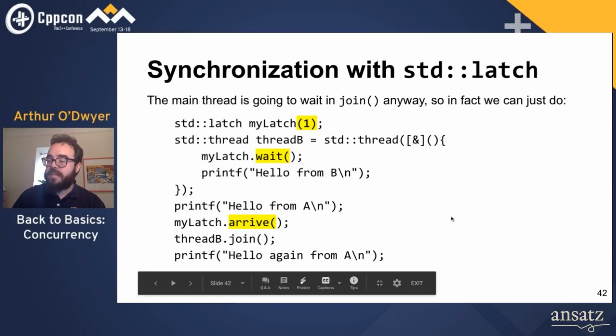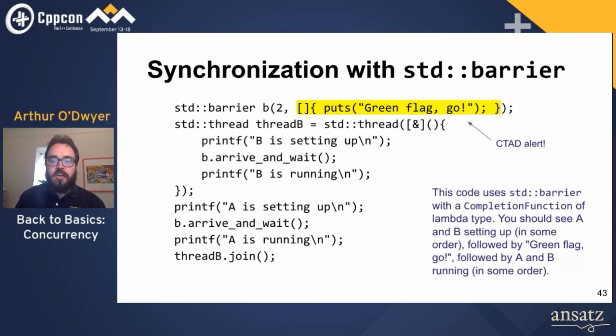Synchronization with std barrier looks kind of similar. Barrier, as I said, is a template which allows you to put a completion function here that says, this is the thing that I also want to, by the way, notify someone else when the barrier comes down. Latches can't do this. Barrier can. So barrier is more general.